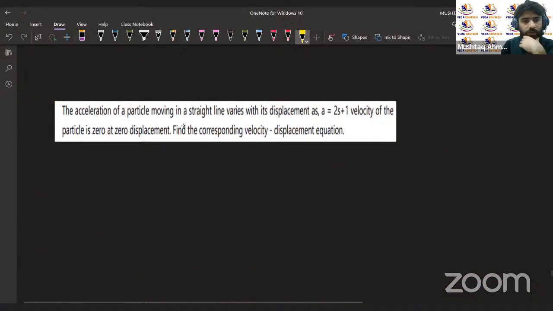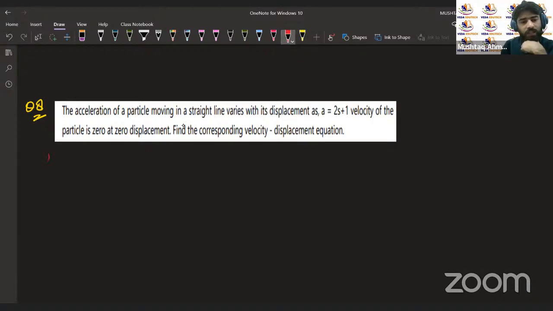Question number 8. The acceleration of a particle moving in a straight line varies with its displacement as a is equal to 2s plus 1. Velocity of the particle is 0 at 0 displacement. Find the corresponding velocity displacement equation, right? We have to find the velocity displacement equation.